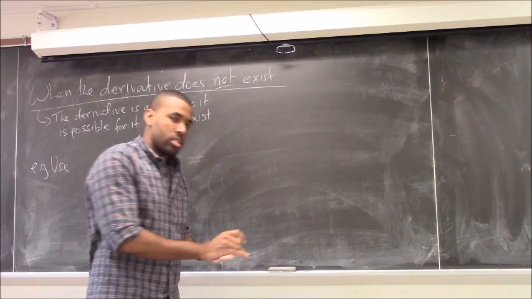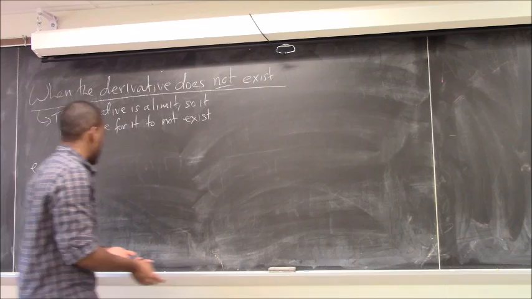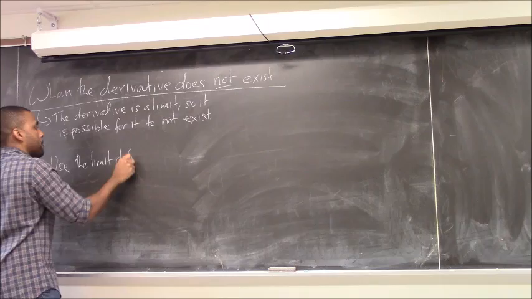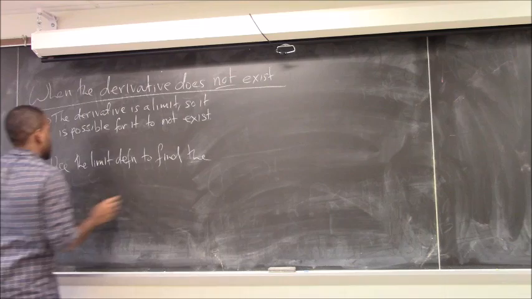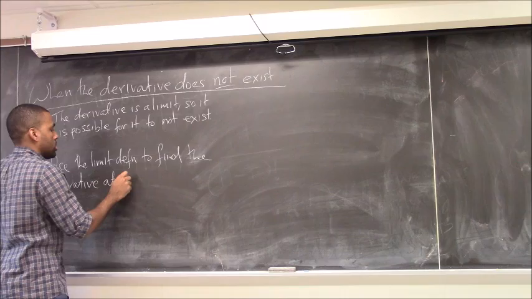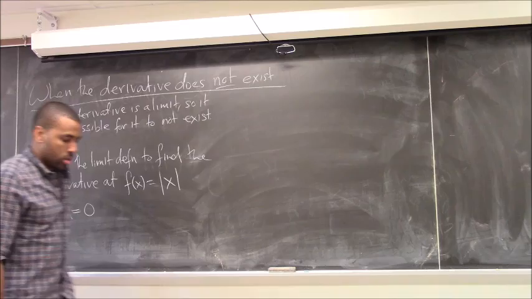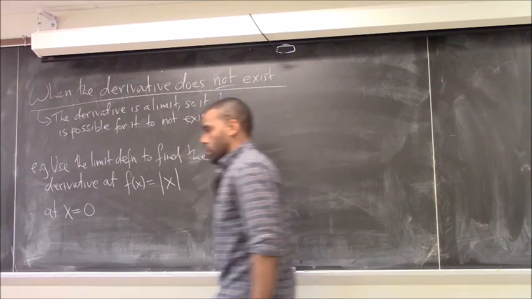I'm going to talk about a very simple function. It's a function that you guys should be familiar with, and we're going to try to find a derivative at a certain point of this function, and it's not going to work. So even fairly simple-looking functions can mess up a derivative at a certain point. Here's our function, the absolute value of x, at x equals 0. So this is going to be our segue into talking about when the derivative does not exist.